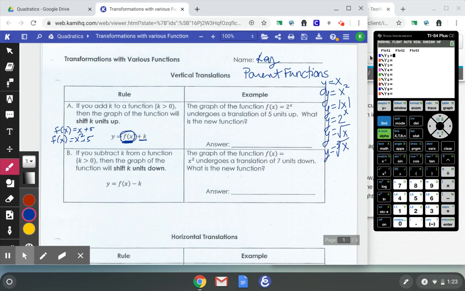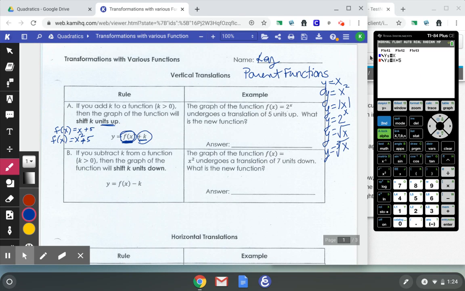Let's say I had the linear function y equals x. Let's see what would happen if I add 5 to it. So this blue line is the parent function, and the red line is what has happened after I have added 5 units to it. Now notice it's a parallel line. It's the exact same line, just shifted up. And it's shifted up the 5 units, that k value that I added on.